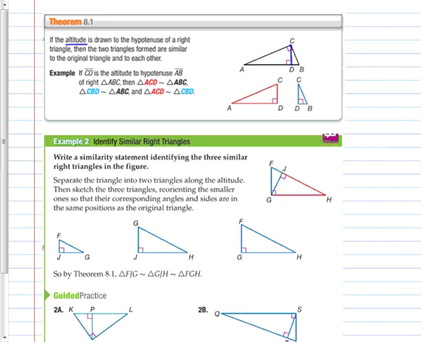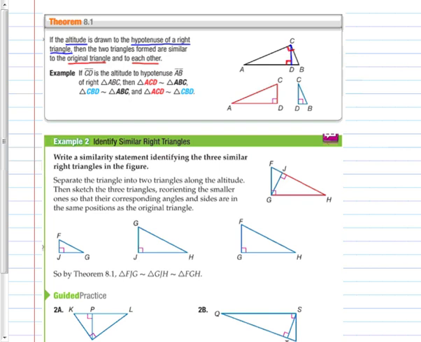opposite side. An altitude drawn to the hypotenuse of a right triangle. So they are saying here that we have a right triangle. So ABC was a right triangle. And they take an altitude to the hypotenuse, so it's only one specific altitude of the right triangle. Since it's an altitude, it also hits perpendicular. Then the 2 triangles formed are similar to the original triangle and to each other.